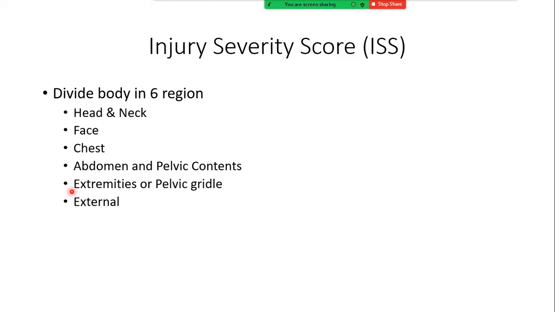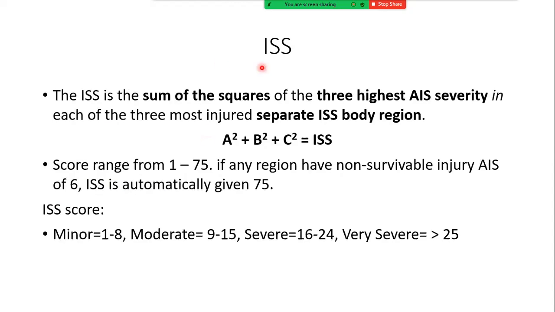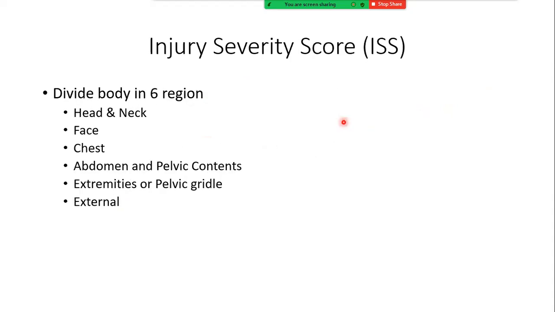This 6 body region you have to remember, and based on 6 body region only you will be able to calculate ISS. Okay, then how do we calculate ISS? ISS is nothing but the sum of squares of the 3 highest AIS severity scores in each of the 3 most injured separate body regions. Suppose a patient has head and neck injury, abdomen and pelvic content injury, and extremity injury.